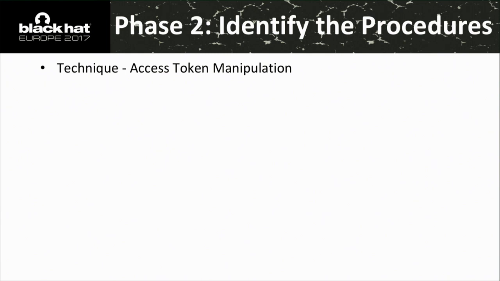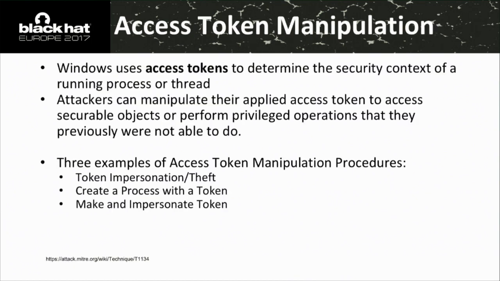All right, so when we talk about the procedures, we have this general technique, access token manipulation, but we want to understand how is access token manipulation actually executed? Are there different ways that an attacker can employ this technique? And so if we go to the next slide, we want a general understanding. We can go to the MITRE ATT&CK framework and query what access token manipulation is, and it will say, basically, Windows uses access tokens to determine the security context of a process or thread that's running on a system.